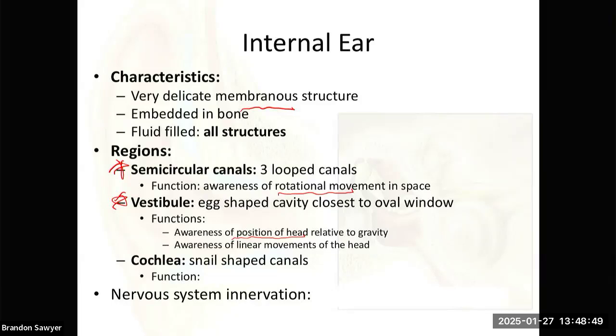And then finally, the cochlea is hearing, right? This is where all of our hearing sensation is received and then sent up to the brain.